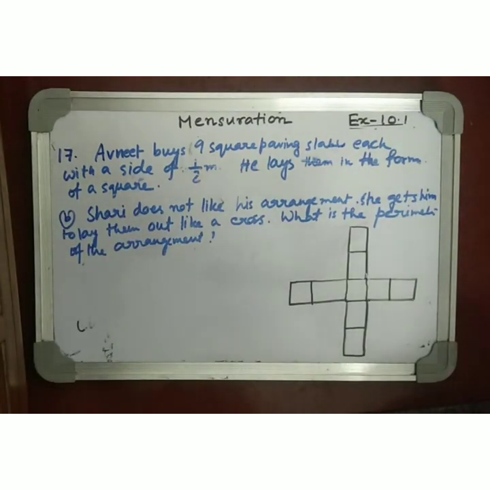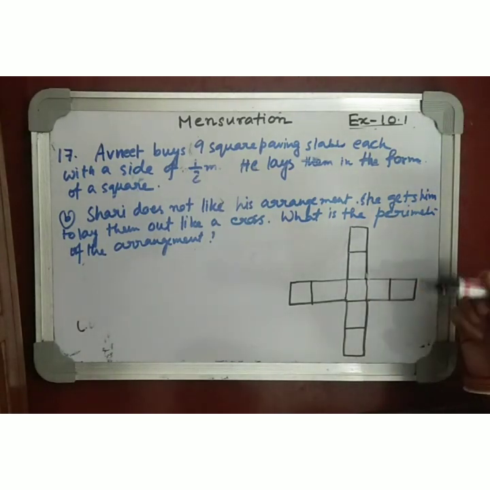Now here in the second part of question number 17 it is written, Shari does not like his arrangement. Means whatever the arrangement Avneet has done, we have just seen in the last sum. She gets him to lay them out like a cross. This is the figure, crossed figure. What is the perimeter of the arrangement?